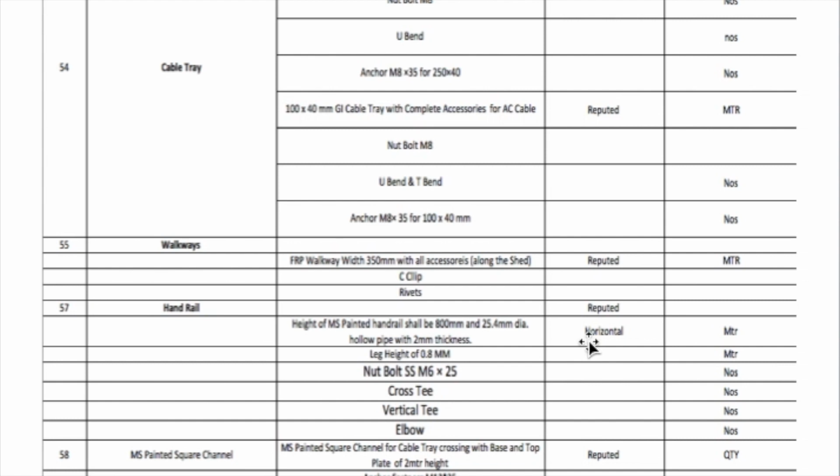Walkways, if you are installing basically in a tin shed, you can't walk throughout the tin, right? So walkways need to be made. So walkways are also a part of that BOM. Handrail, if you are working at the edge of a roof, in the case of tin shed, handrail should be there for safety. So handrail installation is also a must.